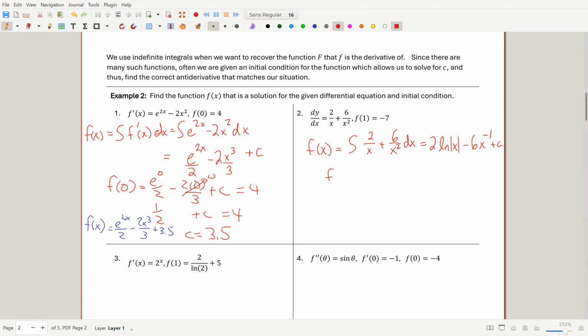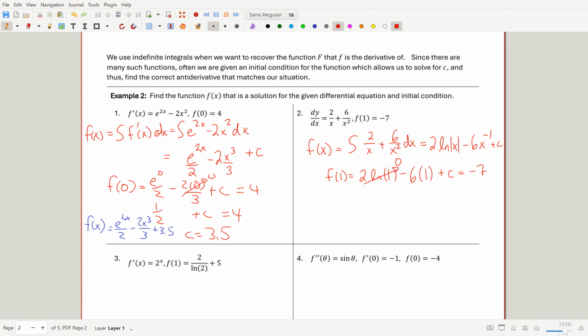So now we'll do the f of 1, which is just 2 ln of 1 minus 6 times 1 to the negative 1 power, which is just 1, plus c, and that equals negative 7. But the ln of 1 is, how about 0? The ln of e is 1, but the ln of 1 is 0. And the number 1 to any power is 1.